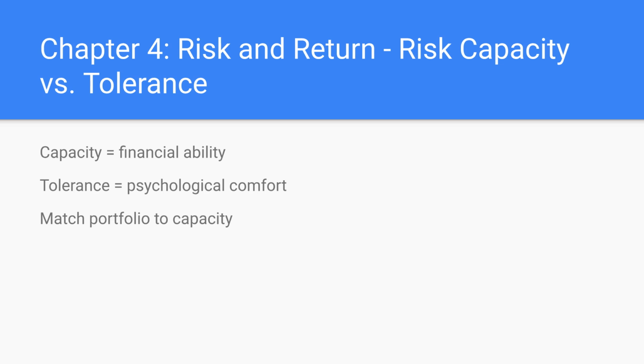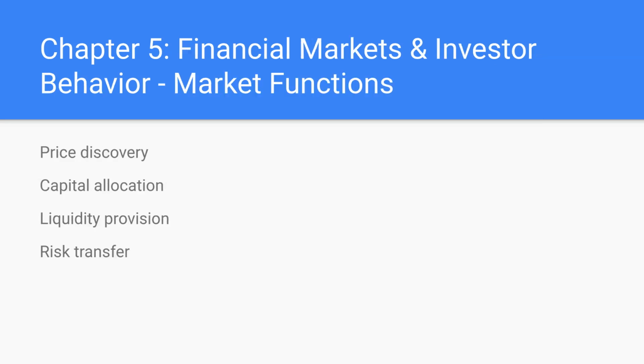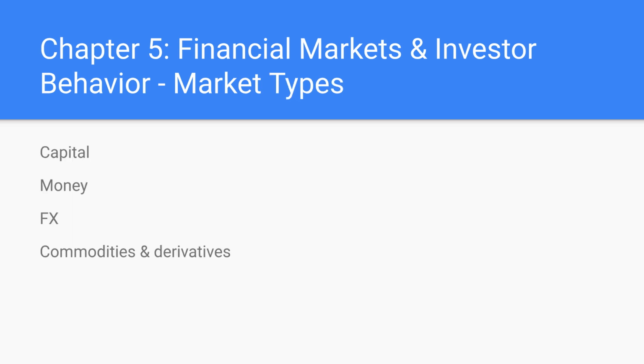It's important to understand the difference between risk capacity, your financial ability to absorb losses, and risk tolerance, your psychological comfort level. Chapter 5 discusses financial markets and investor behavior. Market functions include price discovery, capital allocation, liquidity provision, and risk transfer. Financial markets are categorized into types such as capital, money, foreign exchange, FX, commodities, and derivatives markets.